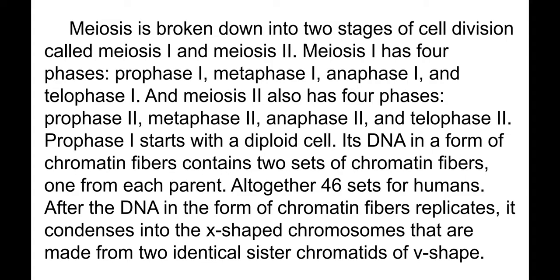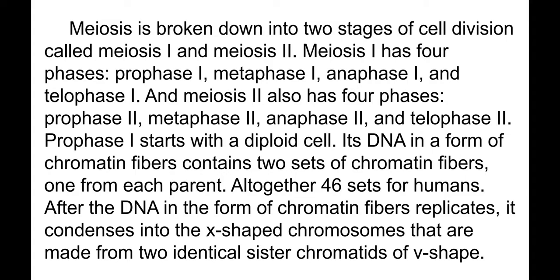Meiosis 1 has four phases: prophase 1, metaphase 1, anaphase 1, and telophase 1. And meiosis 2 also has four phases: prophase 2, metaphase 2, anaphase 2, and telophase 2. Prophase 1 starts with the diploid cells. Okay? Its DNA in the form of chromatin fibers contains two sets of chromatin fibers, one from each parent. Altogether, it is 46 for humans.